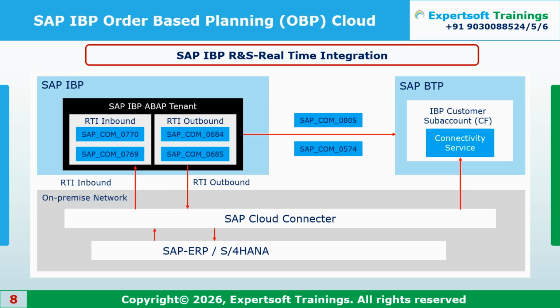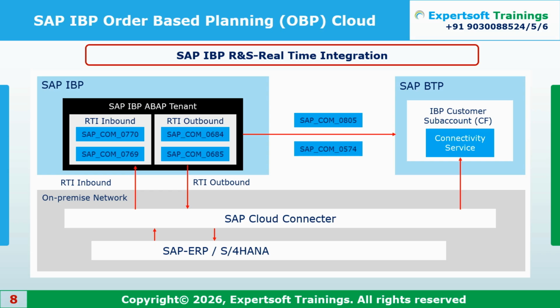That is a real-time interface, RTI. To set that up, we need one more channel: a cloud connector is required, which will help you connect your IBP BTP account to your on-premise system. Once you set up the cloud connector and link your IBP to the S4HANA via the cloud connector, you can set up the inbound and outbound jobs with the help of some communication arrangements.